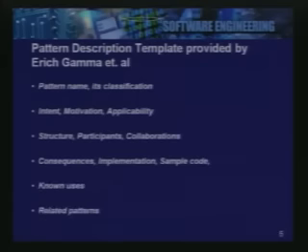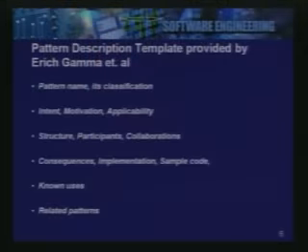So the specific template followed by Eric Gama and the team who wrote the famous book on design patterns is as follows. We first specify the name of the pattern. So every pattern is given a name. There are many patterns which are described by Eric Gama and other researchers. There are pattern descriptions given by many researchers. There are few books available. I will be giving the references at the end of this lecture.